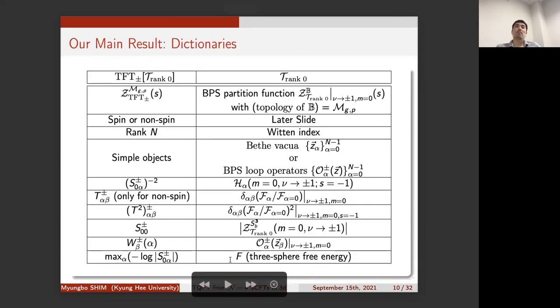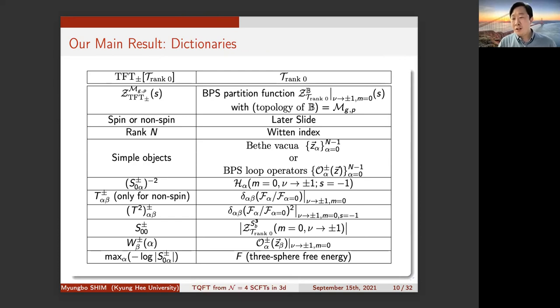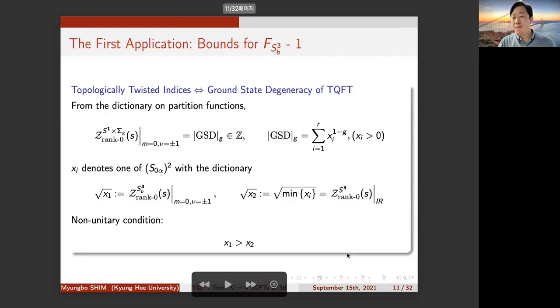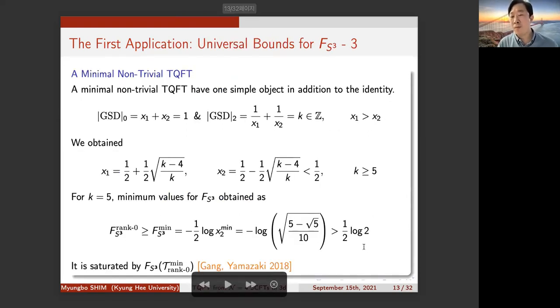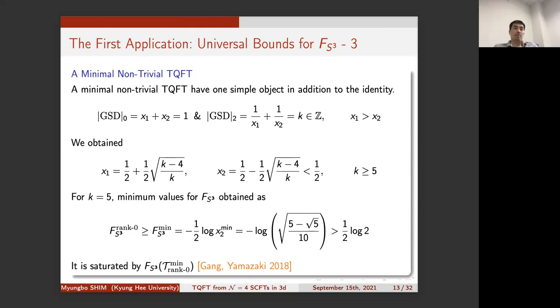This dictionary itself is an observation. However, the algebraic constraint of ground state degeneracy and this dictionary combine with each other, and this leads us to the universal lower bound for the three-sphere free energy for all N equals 4 superconformal field theories. Okay, go ahead.